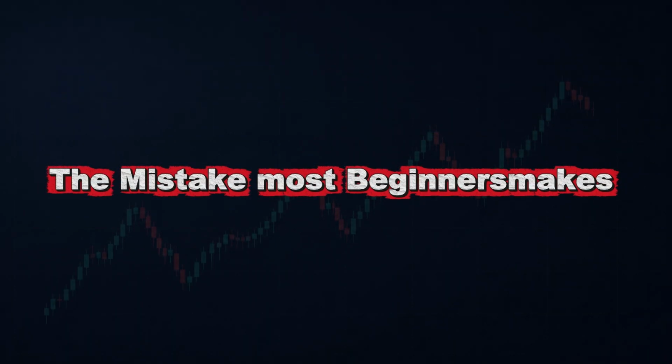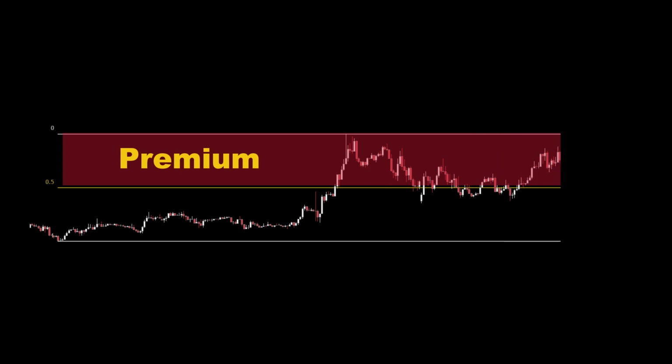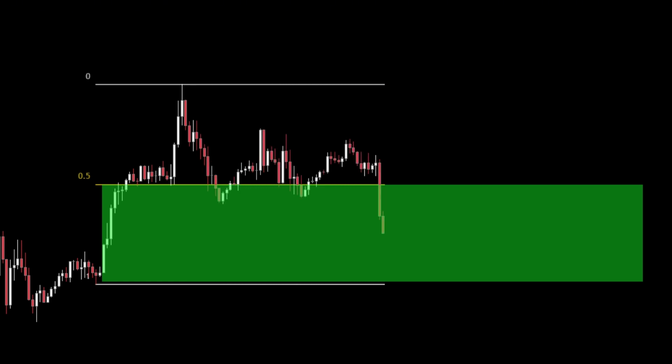Now, here is the mistake most beginners make. They see price in premium, they see a small reaction, maybe even a change of character, and they immediately think the market is reversing. But in a bullish market, a change of character inside premium is often just a liquidity grab. It can be a trap. The market grabs early sellers, pulls liquidity, and then continues higher. So we do not rush. We wait. We want price to come into discount.